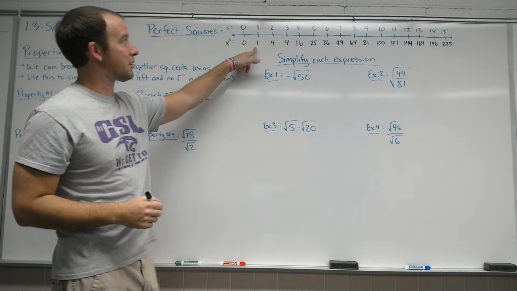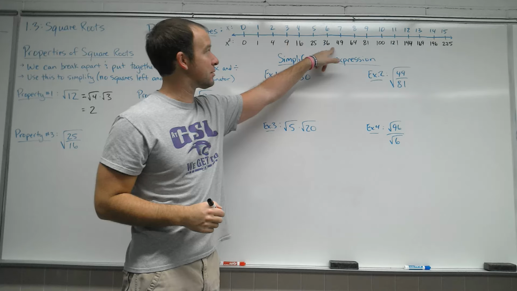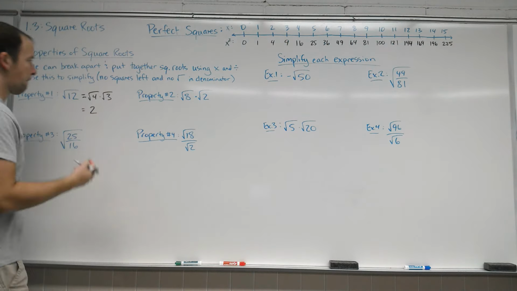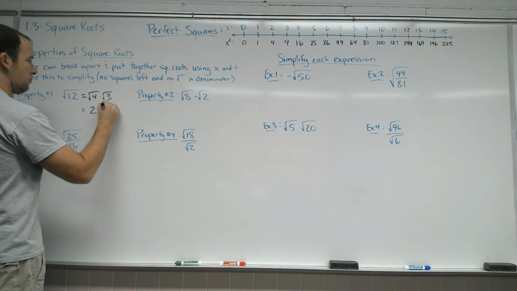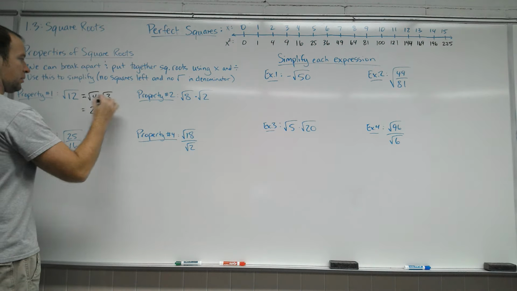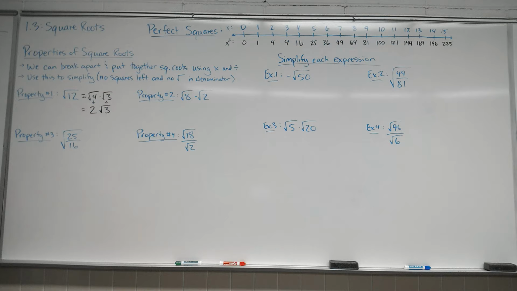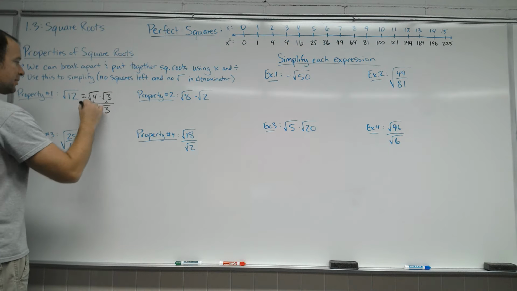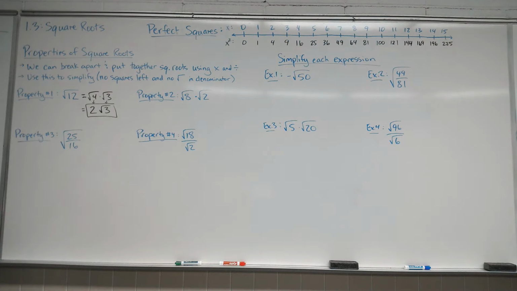Well, I'll look up here. Can I divide a 3 by any of these numbers? No, I can't. Okay, so this will just stay. So the square root of 4 is the number 2, and that square root of 3 I can't do anything with. Okay, so the square root of 12 is the exact same thing as 2 square roots of 3.